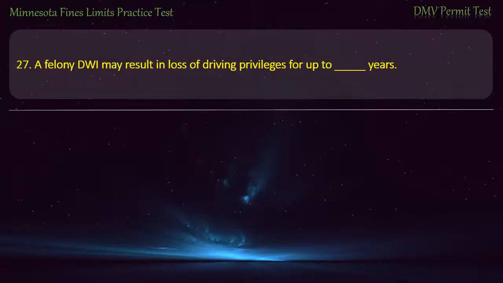Question 27. A felony DWI may result in loss of driving privileges for up to blank years. 2, 3, 4, 5. Answer. 4.